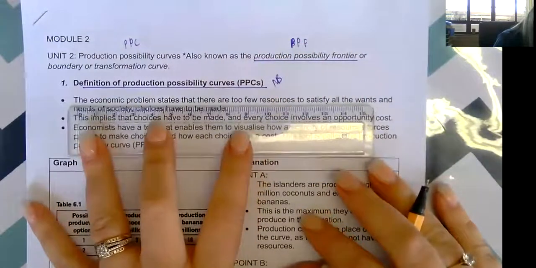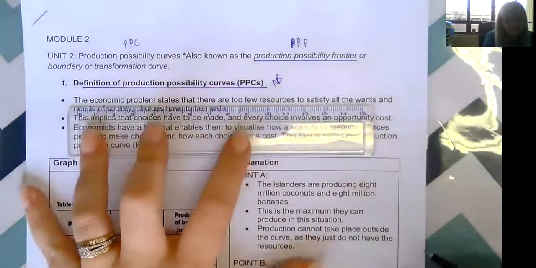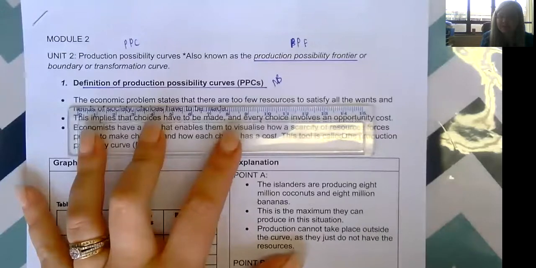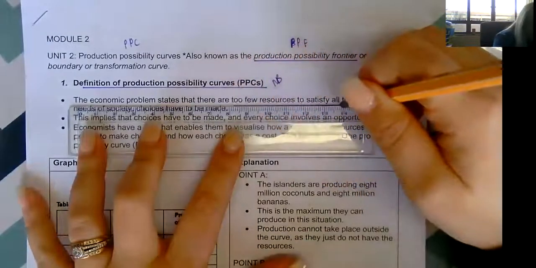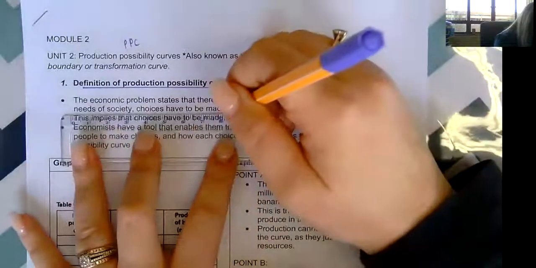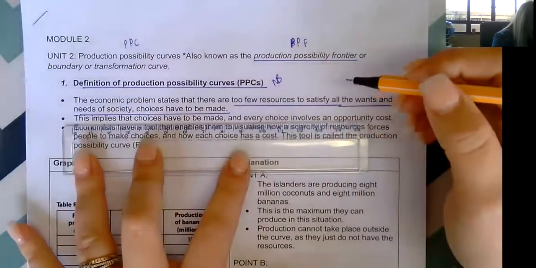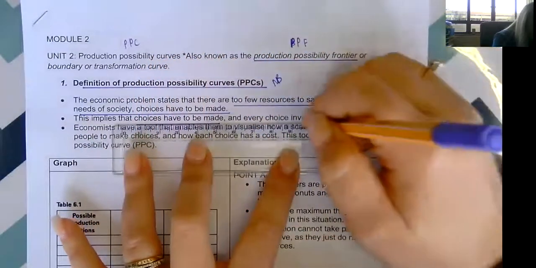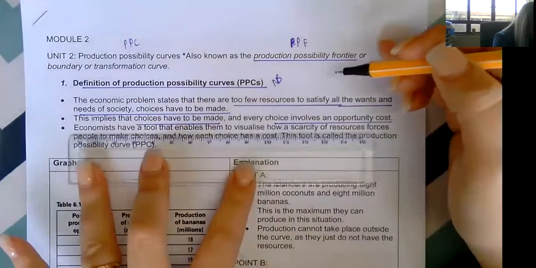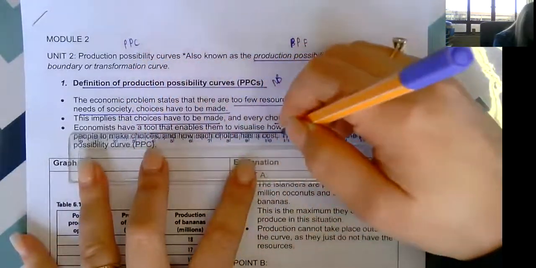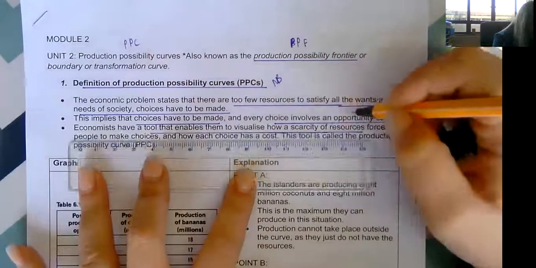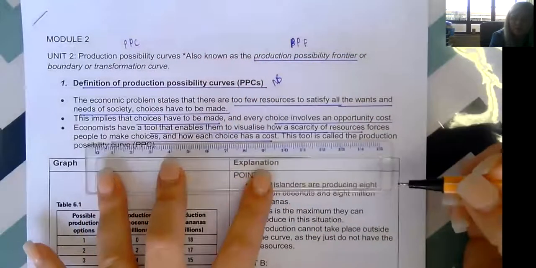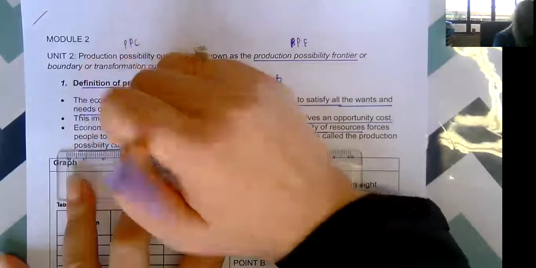So the economic problem, we know the economic problem is scarcity, and also, as you learned in term one, the economic problem is unlimited wants and needs but few resources to satisfy them, and choices need to be made. This implies that choices have to be made, and every choice involves an opportunity cost. Economists have a tool to enable you to visualize scarcity of resources, how people make choices, and how much each choice will cost you. This tool is called the production possibility curve, also known as the PPC.